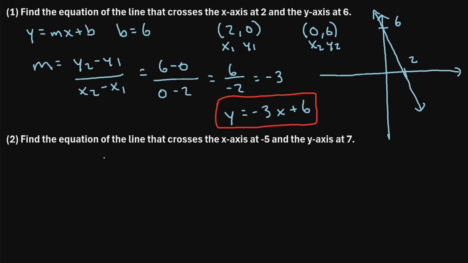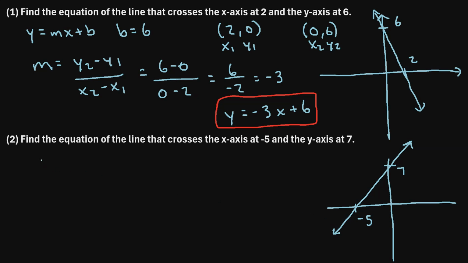Alright, let's check out this second example. It says find the equation of the line that crosses the x-axis at negative 5 and the y-axis at 7. So again, if we want to visualize this line, we're told that it crosses the x-axis at negative 5. So let's say that's somewhere over here. And it crosses the y-axis at 7. So let's say that's somewhere up here. So we have this line here.